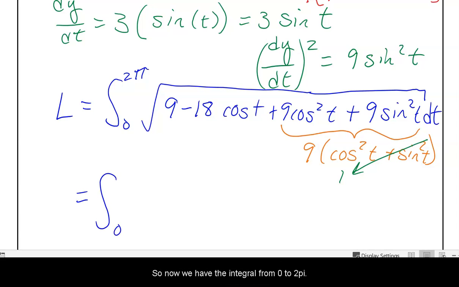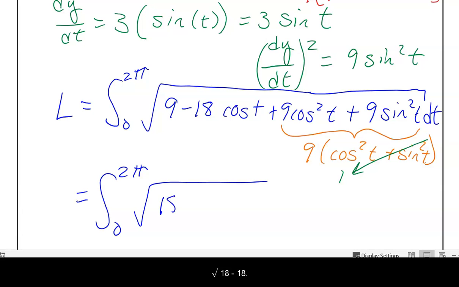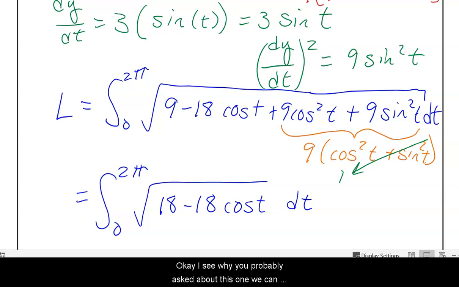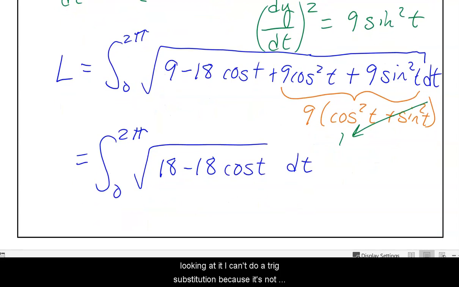So now we have the integral from 0 to 2 pi of the square root of 18 minus 18 cosine of t dt. Let's see. Oh, okay. I see why you probably asked about this one. We can get the 18 out of there, but the 1 minus cosine of t is a bit problematic. So I'm looking at it, I can't do a trig substitution because it's not squared. Well, I could, but it would be more difficult.